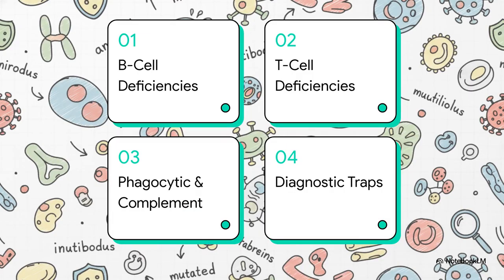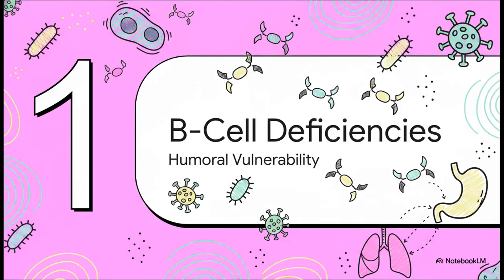To master immunodeficiencies, you literally have to divide these defects strictly by cellular line: B cell, T cell, and combined. And finally, phagocytic and complement disorders. Section 1. B cell humoral deficiencies. We're isolating the failure to produce protective immunoglobulins.